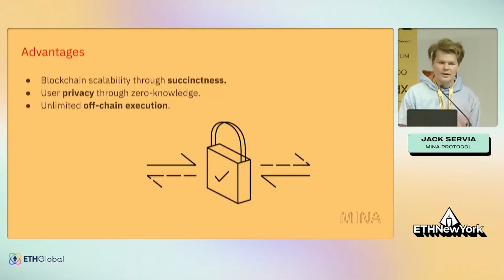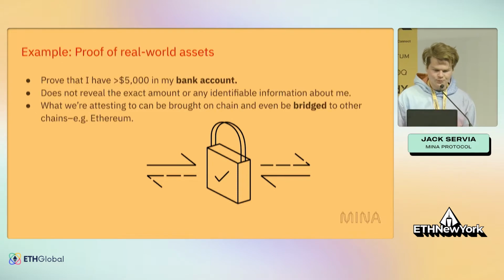It's only limited by the computer hardware that you have that's generating the proof, and the amount of time you're willing to wait. So, what is this useful for? Here's an example of something that Mina can do that is unique. This would be to prove that I have more than $5,000 in my bank account without revealing the exact amount or any identifiable information about me.